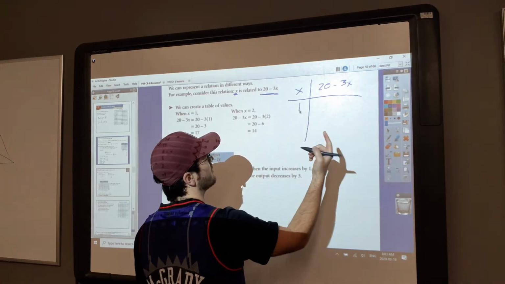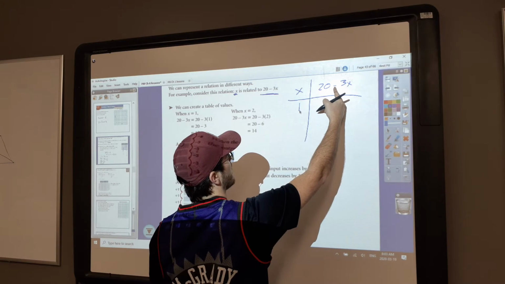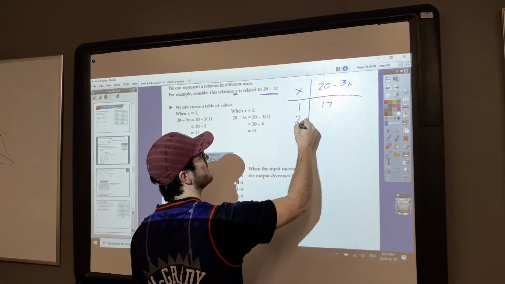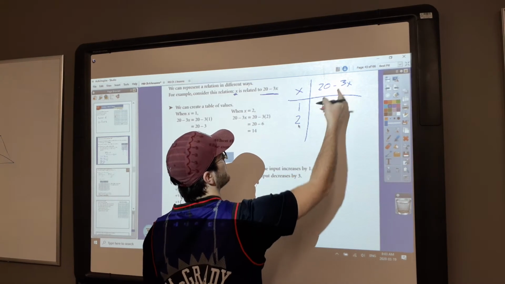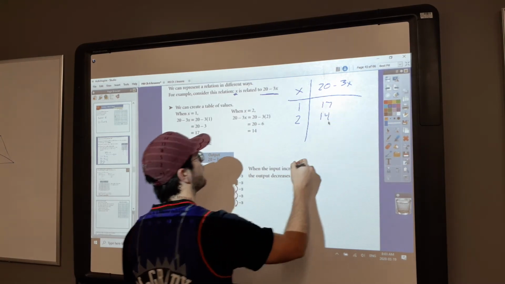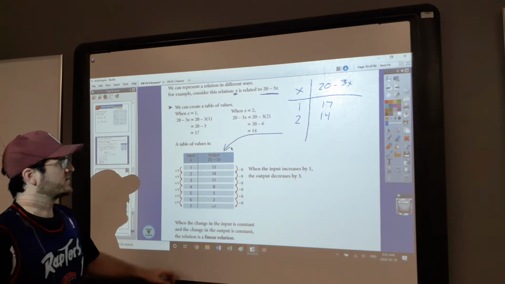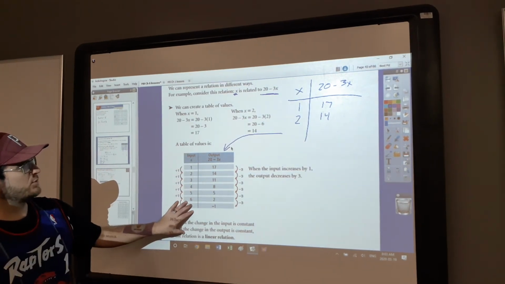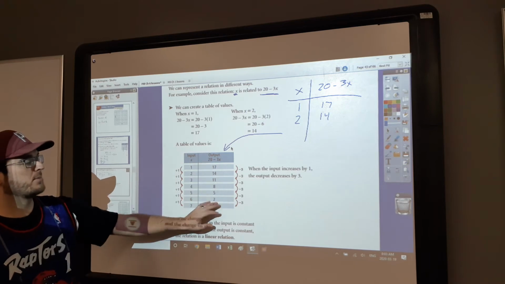So for x being 1, you would do 20 minus 3 times 1, or in other words, 20 minus 3, which would give you 17. If you plugged in 2, you'd be doing 20 minus 6, which would give you 14. And so that's where they get that table. You can see that there's a relationship there. For every input that you plug in, you're going to get a different number out.